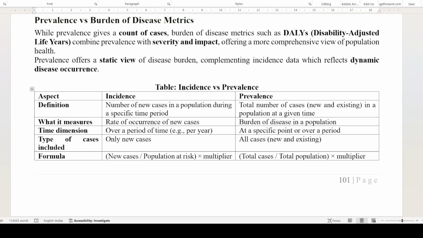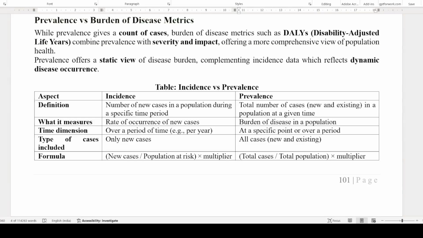So most importantly, sometimes in the exam it comes like what is the difference between incidence and prevalence. So we have a definition here that the number of new cases in a population during a specific period of time is incidence, while the number of cases, new and existing both, is known as prevalence. Incidence measures rate of occurrence of new cases. Prevalence means burden of disease in a population.